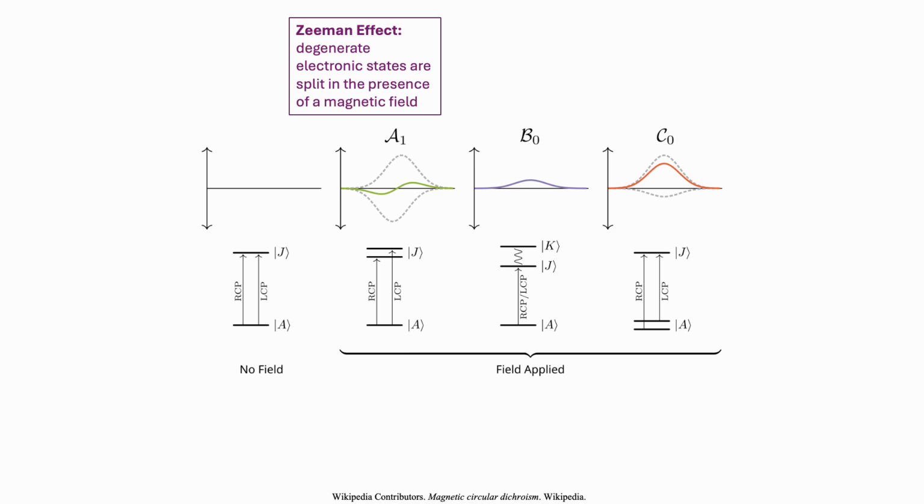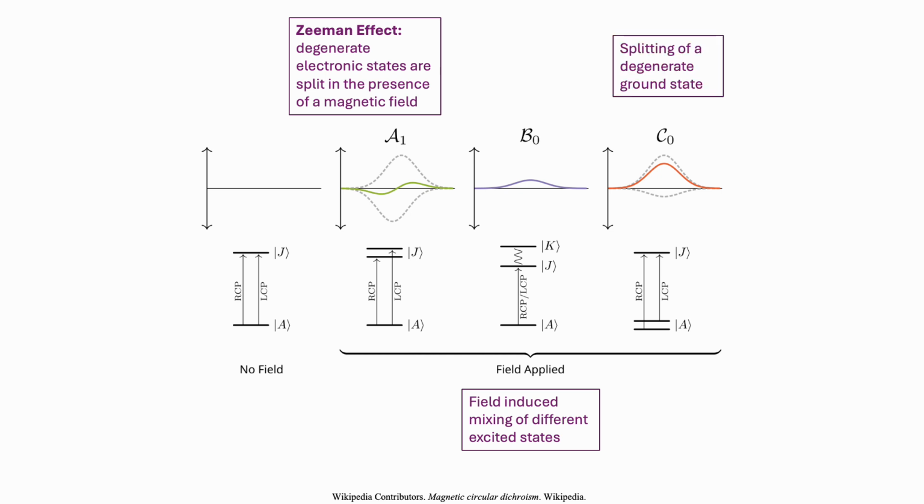Our B term has to do with field-induced mixing of different excited states. So in that figure here, we see two different excited states, J and K, but they end up being so close together with the applied field that we get some mixing between them, and we can measure that as well. And we'll see an example of that soon.